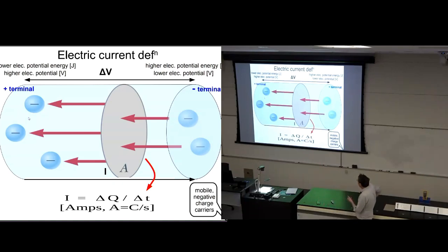It's the same slide in the sense that over here on the left of the cylindrical wire now is the positive terminal. So this is the higher potential. Over here on the right is the lower potential. So down the potential hill is still from left to right.